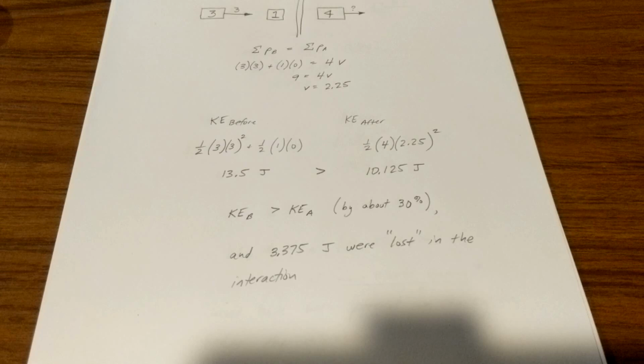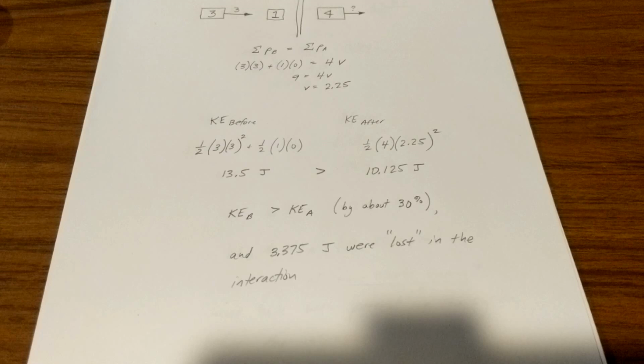So we'll say the sum of the momenta before equals the sum of the momenta afterward. In this case, m times v plus m times v equals m times v gives us that v is 2.25 units of speed. To determine that it's an inelastic collision in this case, we have to again calculate kinetic energy and then compare the before to the after. So here goes that.